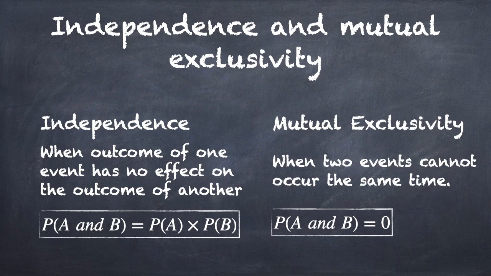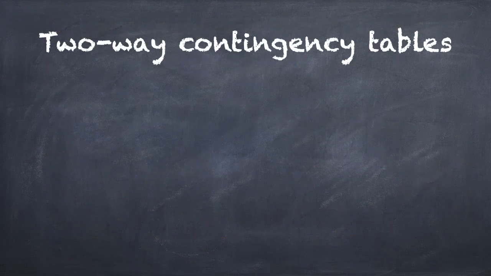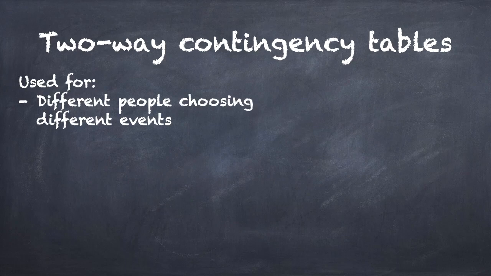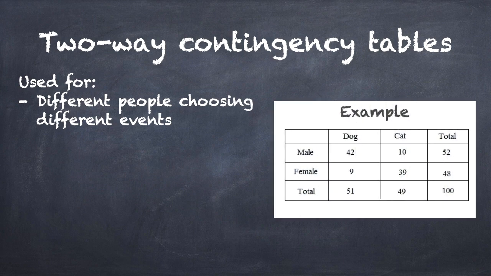Now, first of all, two-way contingency tables. Two-way contingency tables are used for different people choosing different things. For instance, male and female, whether they like dogs or cats, like that example. Now, this could be any choice. It could be grade 8s and 9s choosing their favorite cool drink. It could be choosing an event. It could be any choice that we make.